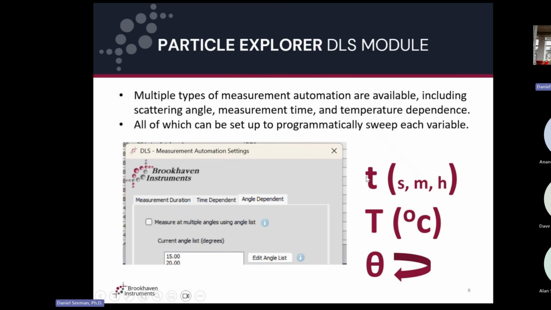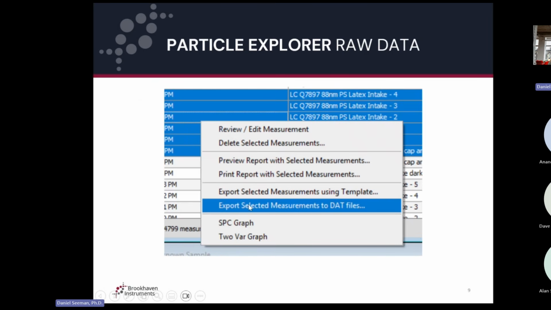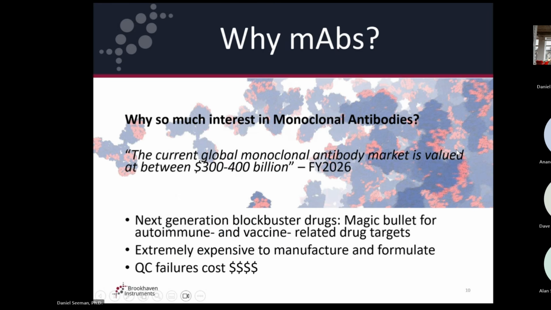And so you can basically use Particle Explorer to drive an angle dependent experiment. And then you can either use the built-in data analysis modules, or you can export the raw data if you'd like to write your own.